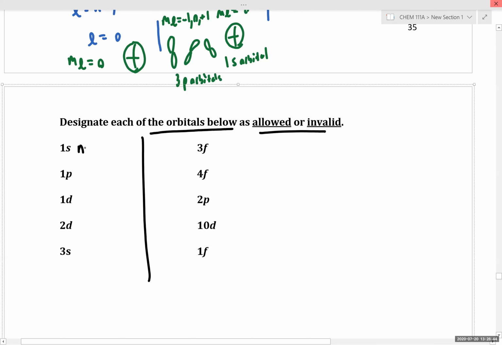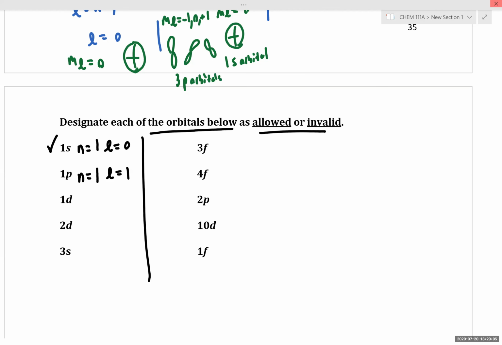So 1s, that's n equal to 1, L equal to 0. That is okay. A 1p orbital, that corresponds to n equals 1, L equals 1. Is that allowed? If we know L, we can have n minus 1 all the way to 0. Can we have n equals 1 and L equals 1? Yes or no? No, it's not allowed. So let's cross it out.